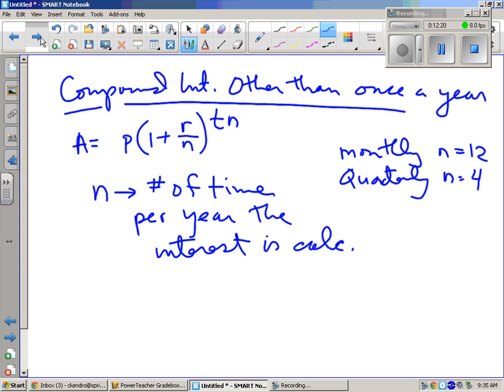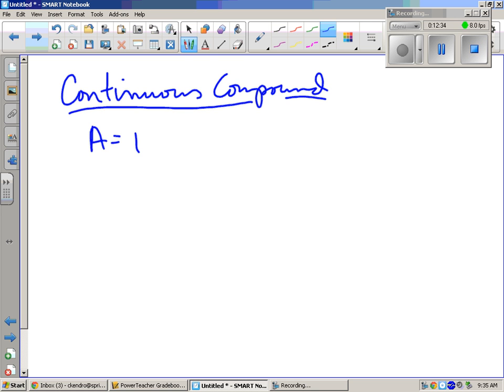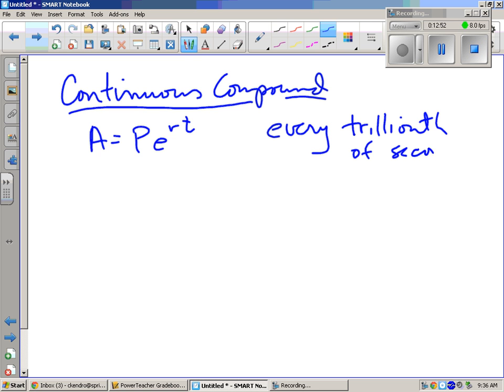And the last one, which is probably the best type of interest, is continuously compounded. Continuous compound interest, and that's A equals P e to the rt. So that means every second of every day they're compounding interest for you. I think they said every trillionth of a second. So that's really, really fast. So it's basically continuous. And in the book, this is on page 450, so it shows how that's done.